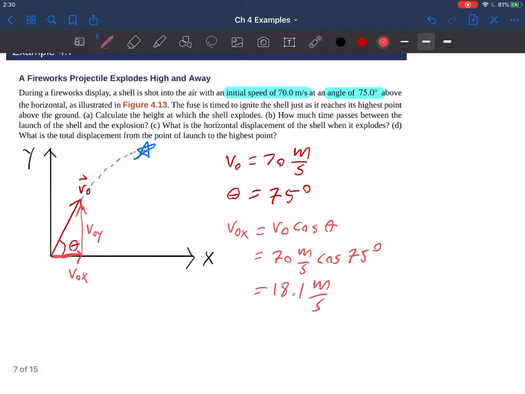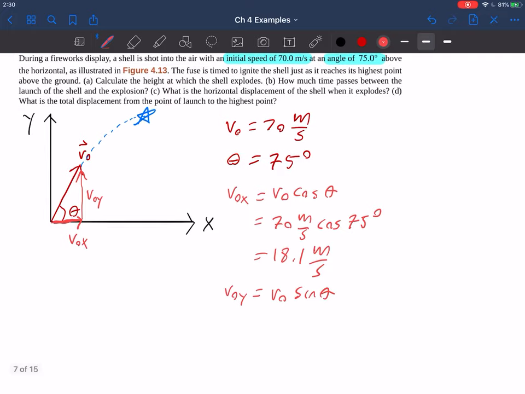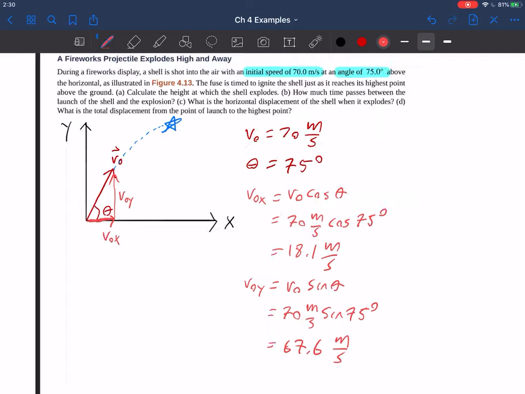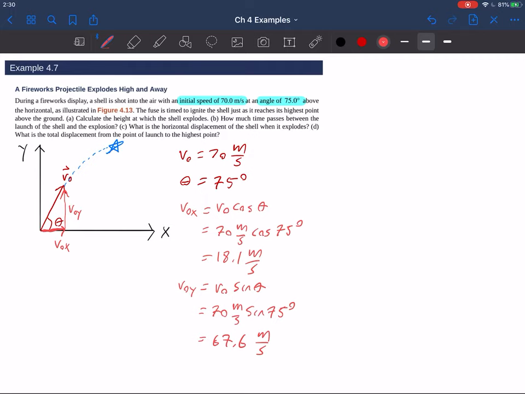And for my y component of my velocity at time equals 0, that is V0 sine of theta, because that component is opposite my angle, so I use sine from SOHCAHTOA. So this is equal to 70 meters per second times sine of 75 degrees. And when I plug in, I find that to be 67.6 meters per second. So we have more knowns now. We know both the x component and the y component of the initial velocity, and we arrived at that from the initial speed and the initial angle. Those are knowns which are explicitly given to us. Let me label these as our knowns.